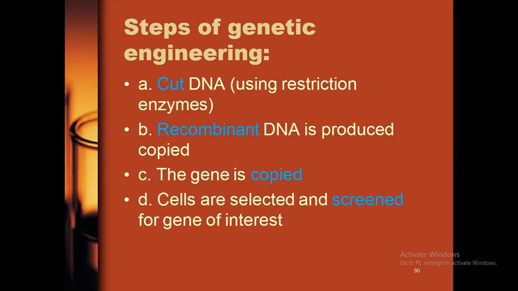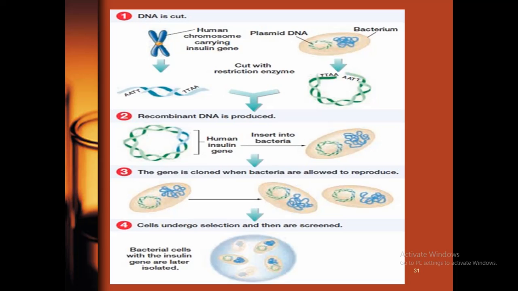First is to cut the DNA using restriction enzymes, and the second step is production of recombinant DNA, and the third one is to make copies of these genes, and the fourth one is the cells are selected and screened for the gene of interest. So here in the diagram you can see on number 1 the DNA is cut. For example, the human chromosome carrying insulin gene is cut with the action of restriction enzymes.